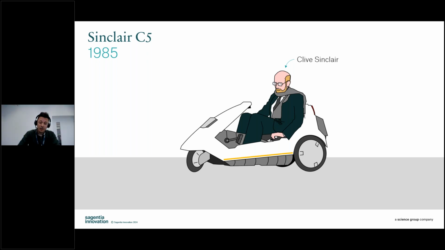And in 1985, he was bang on trend again with a first foray into electrified vehicles. This is what this is here, the Sinclair C5. Really interesting technology. It was a battery-powered vehicle. It had a very lightweight tubular steel chassis. It had a fiberglass fairing that was co-developed by Lotus Engineering. So really interesting stuff.